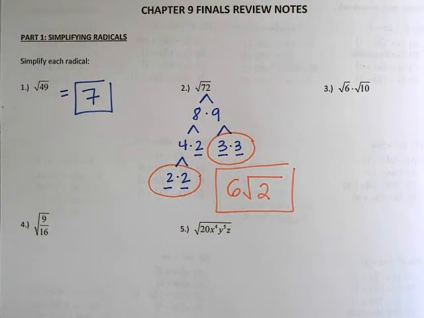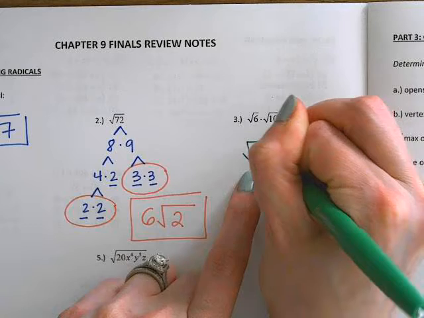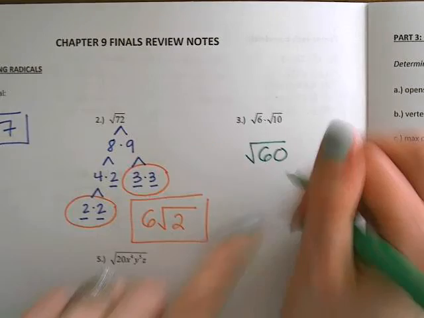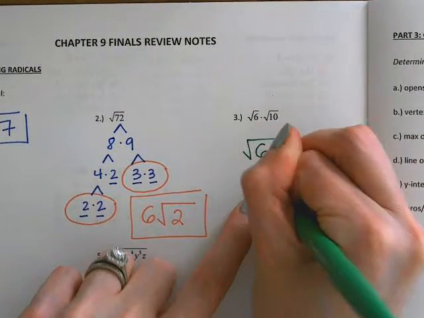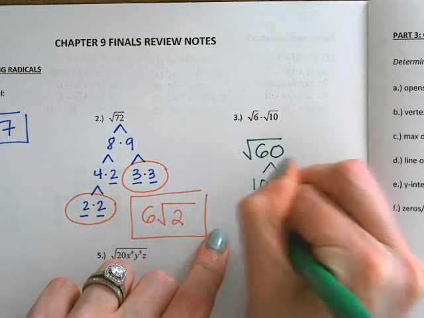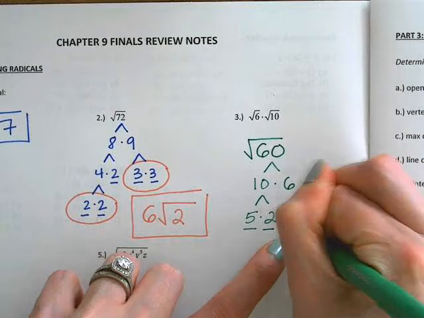All right, now number 3, when you have two radicals being multiplied, just go ahead and multiply them first and call it root 60. And then we're going to do the same thing. We're going to make a tree. So 60, I'm thinking 10 times 6. 10 can then be 5 times 2. And 6 can then be 3 times 2.